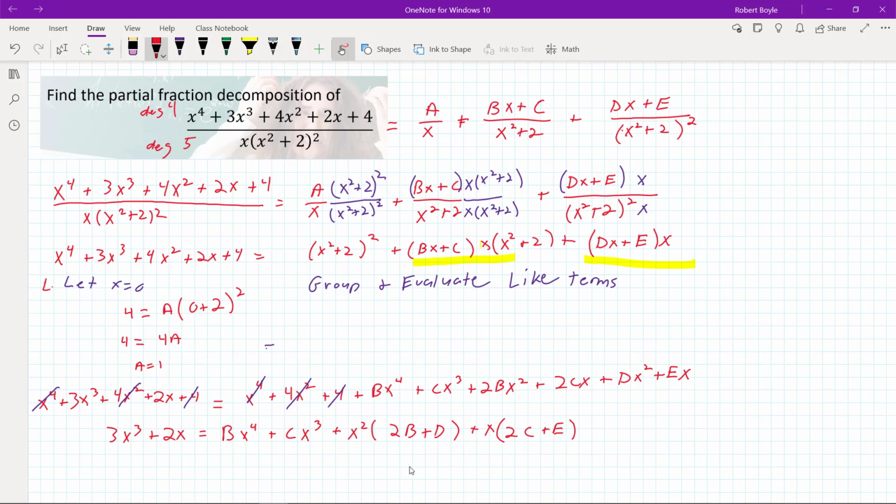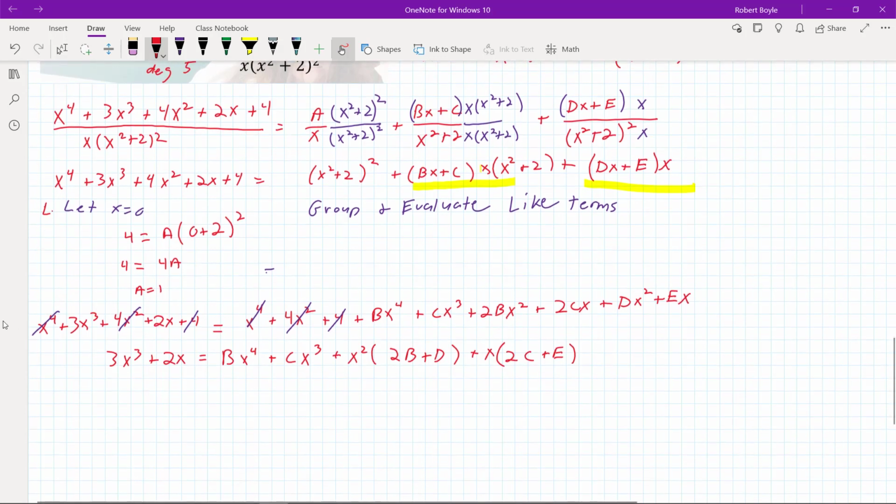And now I want to evaluate the like terms. The only way that this statement can be true is if the coefficients of each term of the same degree are the same. So notice there is no x to the fourth term. The only way that can happen is if b is equal to 0. So we have that b is equal to 0. Okay, so there we go.